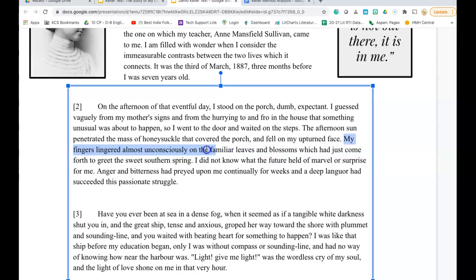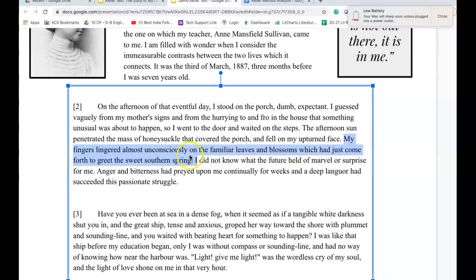This line right here has a couple of little methods in it. The first one is personification, inanimate object given qualities of something living. So my fingers lingered almost unconsciously on the familiar leaves and blossoms. So it's like her fingers had a mind of their own. They were unconscious. That means like a person is unconscious. That's a brain function, right? So for the fingers to almost be unconsciously lingering on top of the leaves and the blossoms, it's like the hand's doing its own thing, unaware. So that would be personification, which to me indicates she's in a far off place. Her mind is elsewhere from her body.